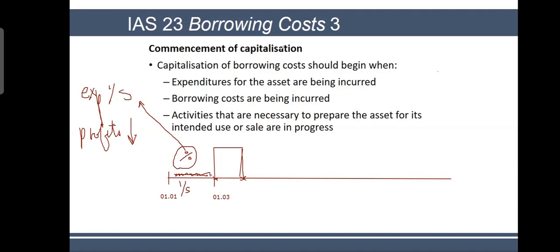So one thing you should remember is that you call it commencement of the interest, okay? Commencement means when the construction period will start. Now this is our construction phase. Commencement of capitalization: your commencement begins when expenditures for the asset are being incurred, borrowing costs are being incurred, and activities that are necessary to prepare the asset for its intended use or sale are in progress. So when construction is going on.